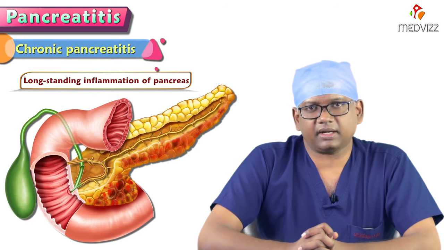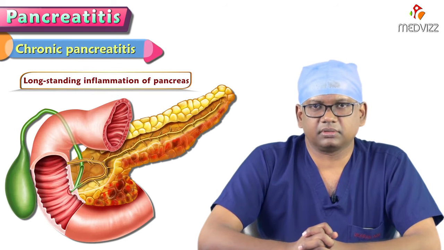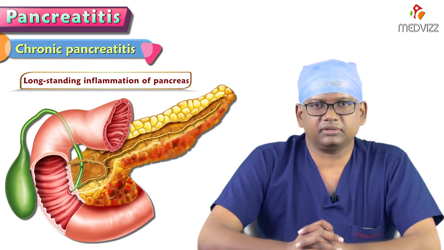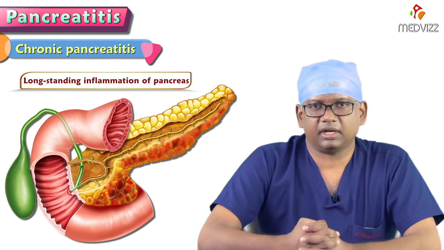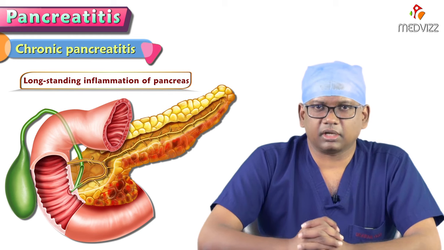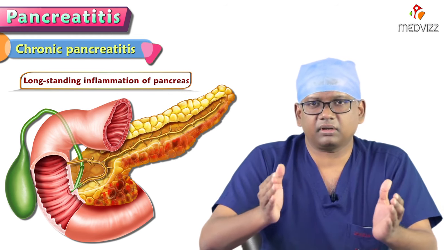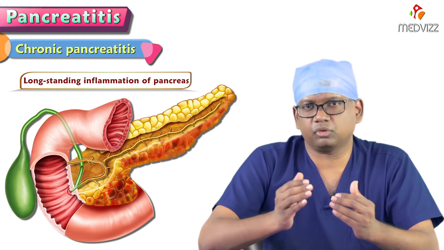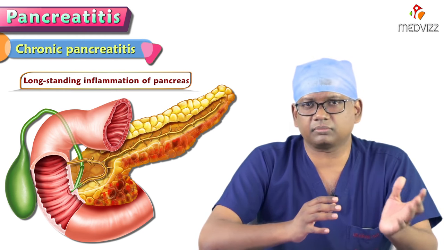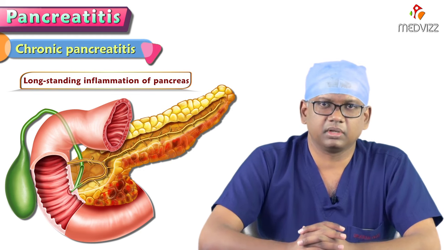The other type of pancreatitis is called chronic pancreatitis. Now, one of the myths is that chronic pancreatitis is something dangerous and acute is not. The matter of fact is chronic means this has been there for a long time. It doesn't mean it is more dangerous than acute. Sometimes acute is much more dangerous than chronic.